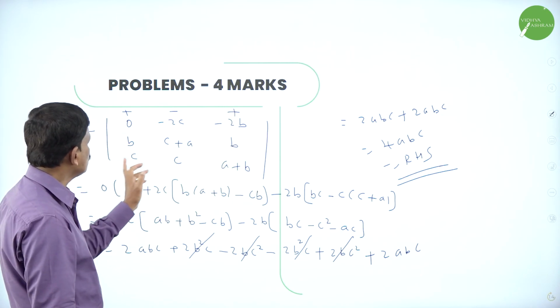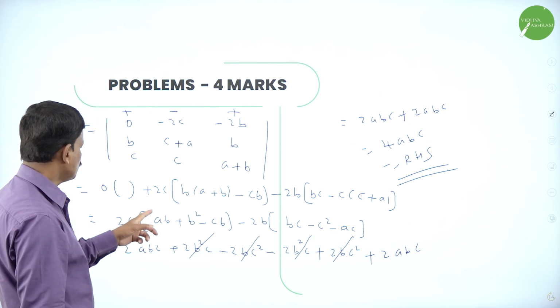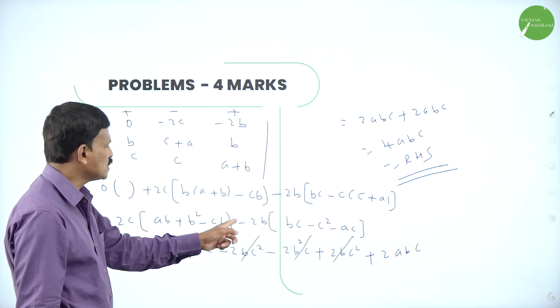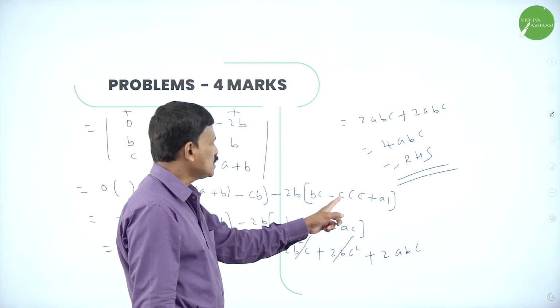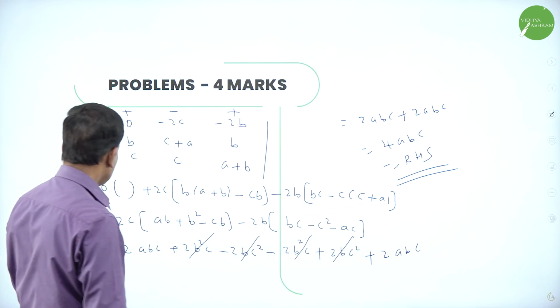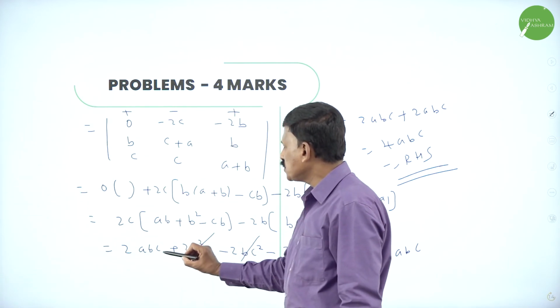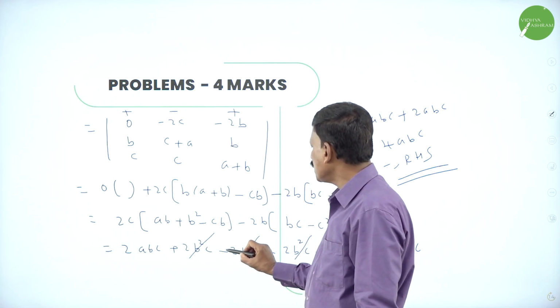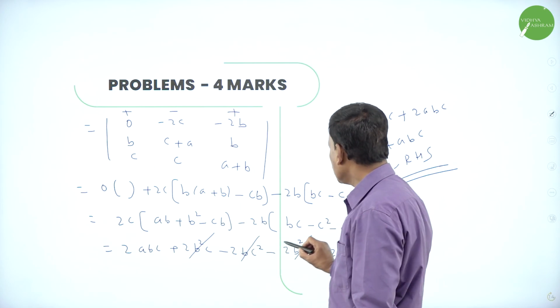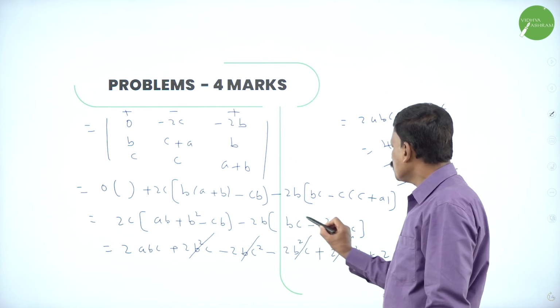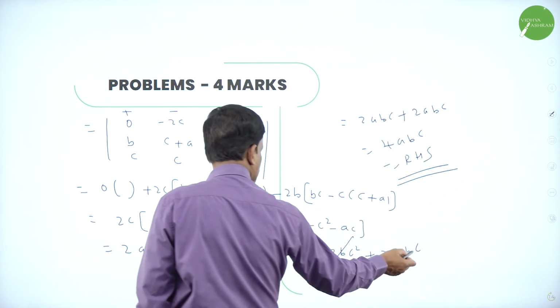b into c is bc minus c into c plus a. So multiply first these two. b into a is ab plus b square minus cb. Multiply this: bc, c square minus ac. Now multiply by 2c. 2c into abc is 2abc plus 2b square c minus 2c square b. Here also minus 2b square c, minus into minus plus 2bc square, minus into minus plus 2abc.